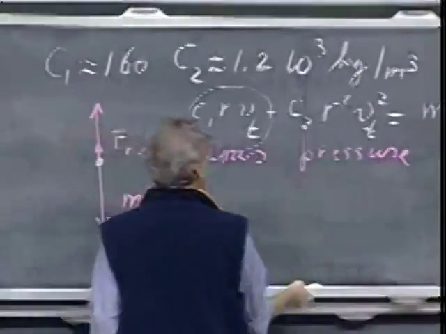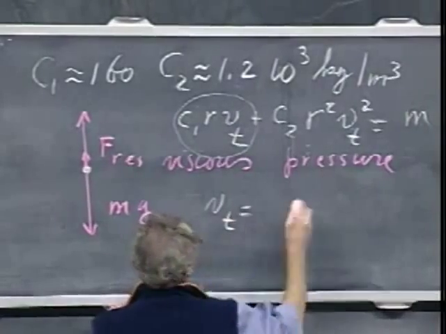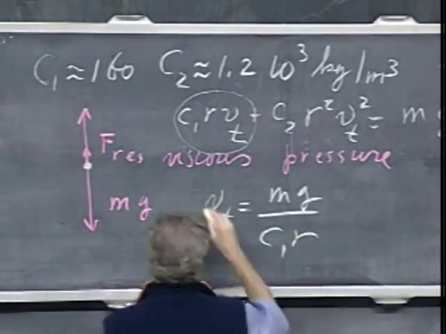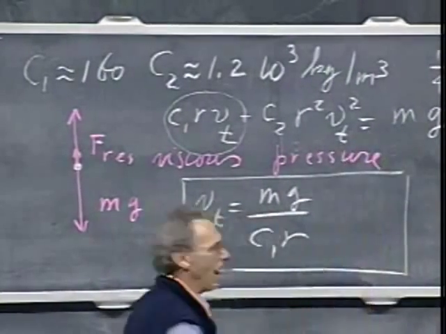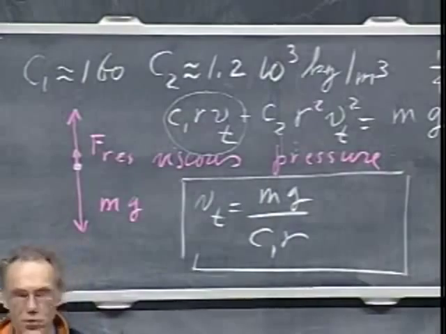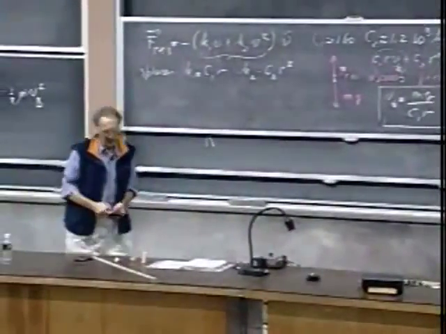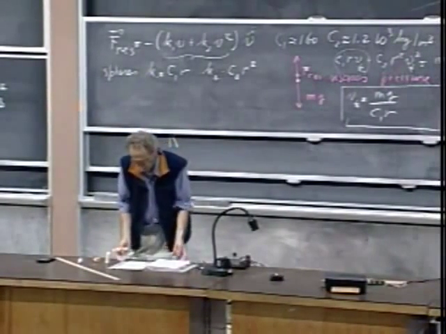And if that term can be ignored, you can see that immediately the terminal velocity is going to be mg divided by c1r. And that, by the way, for our 1/4 inch ball bearing, turns out to be something like 2 centimeters per second. Many, many orders of magnitude lower than the 100 miles per hour, which was the critical velocity.